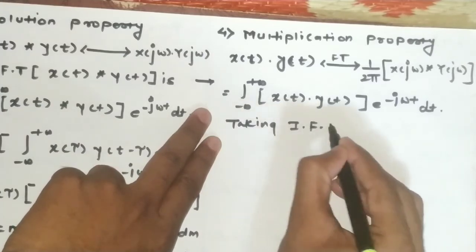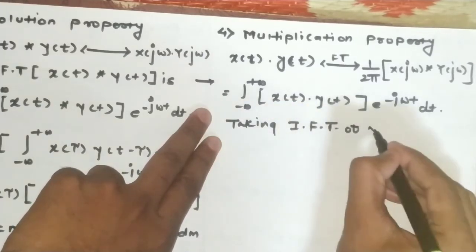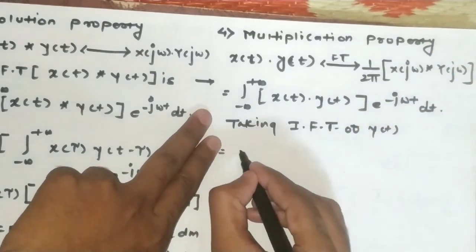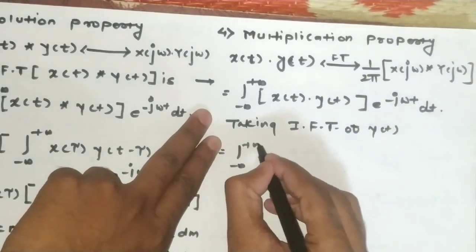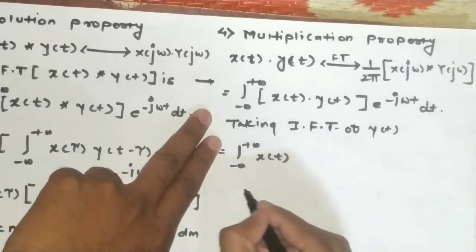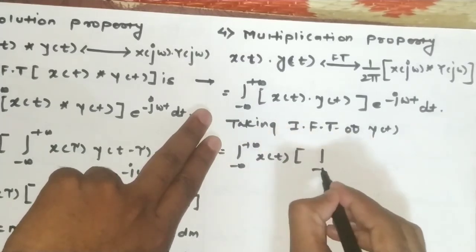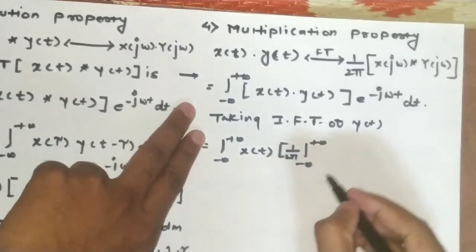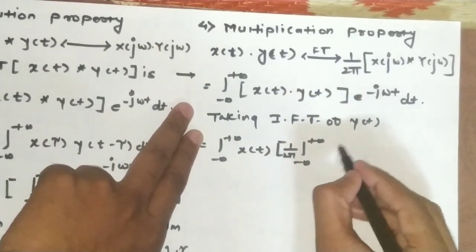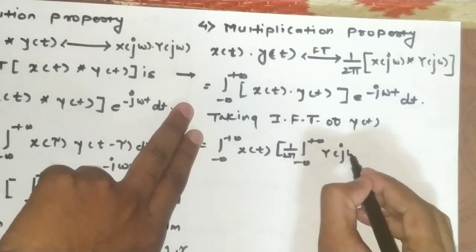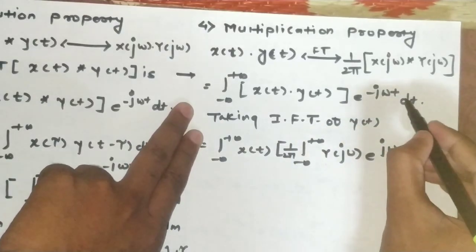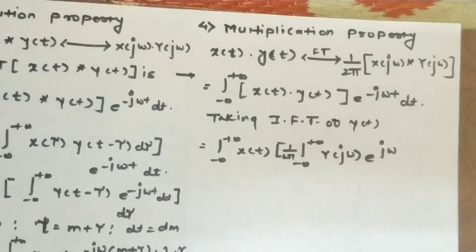Taking the inverse Fourier transform of y(t), which we can call Y(j omega), we have the integration of x(t) as it is. Now instead of y(t) we'll write the integration of 1 by 2 pi, times Y(j omega) e raised to j omega t. Now if I put t in both cases, it may be possible that we'll get some different values.